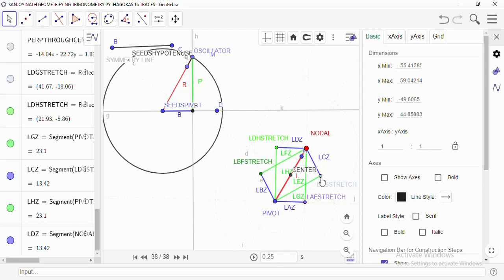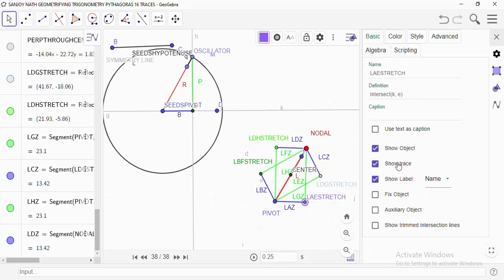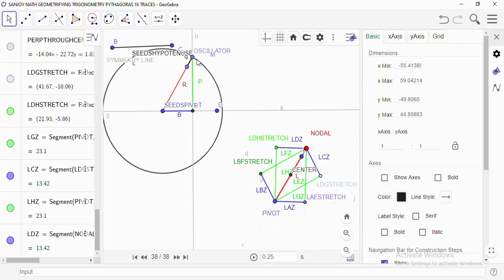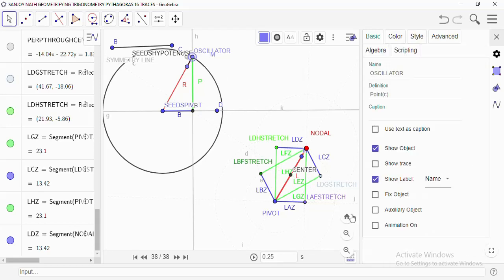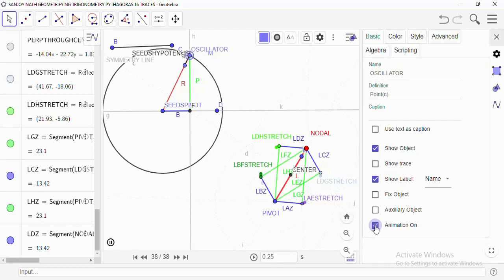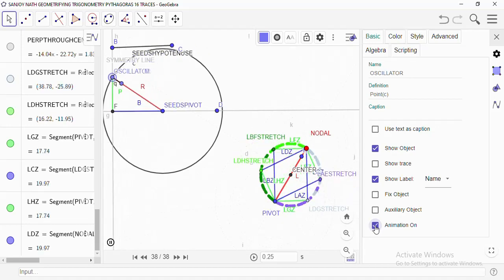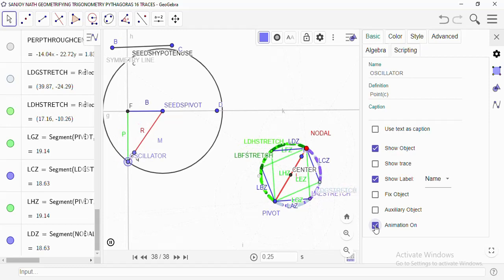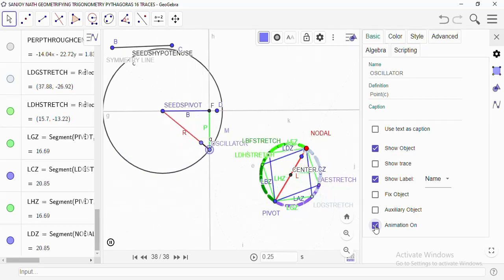Now we have to check that all these points' trace is on, all have different colors. Now here the trace is also on, here the trace is also on. Now we will see how the stretch points will move when the controller triangle, the controller point, will animate, that is when it will change its position. We want to see the behavior of the tracing of these points such that we can understand the wave nature and the wavelet natures of our objects.